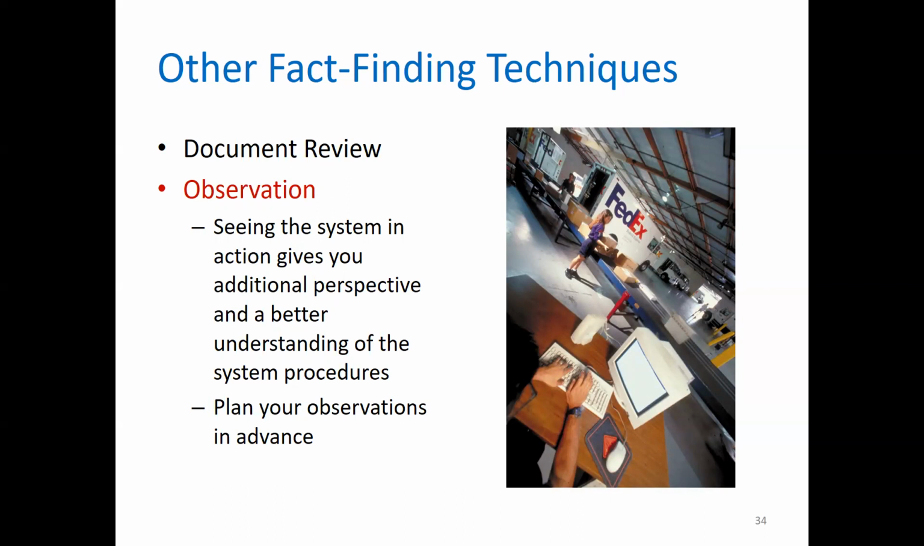Third thing is observation. Observation is seeing the system in action, which gives you additional perspective and a better understanding of the system procedures. Plan observations in advance. So observation is just like when people are walking, you are moving around and seeing how things happen. Now, in this case, it's an IT-based information system, so you cannot move around and look. You need to sit down with them. You need to see how they perform things, how their normal operations go.